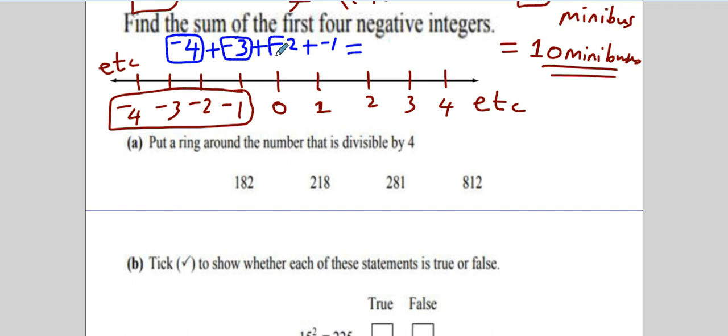So we are adding negative numbers, so even the answer will be negative. Now negative how much? We have to add those numbers. 4 plus 3 plus 2 plus 1: 4 plus 3 is 7, 7 plus 2 is 9, 9 plus 1 is 10. So the answer is -10. So the sum of the first four negative integers is -10.